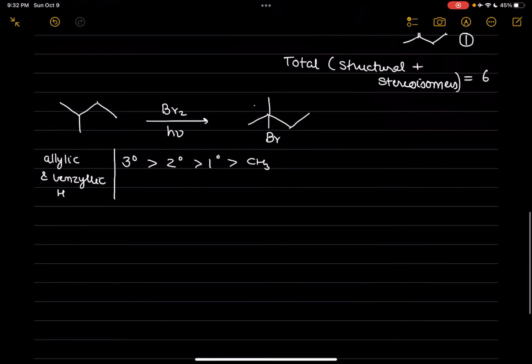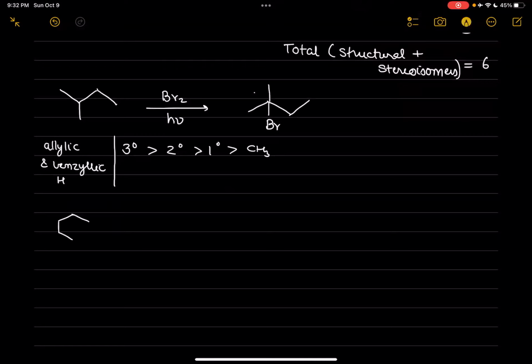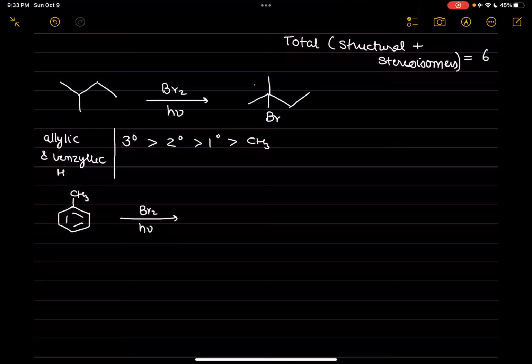So suppose you have toluene. It forms CH2Br, I think. Yes, benzylic hydrogens are most reactive.